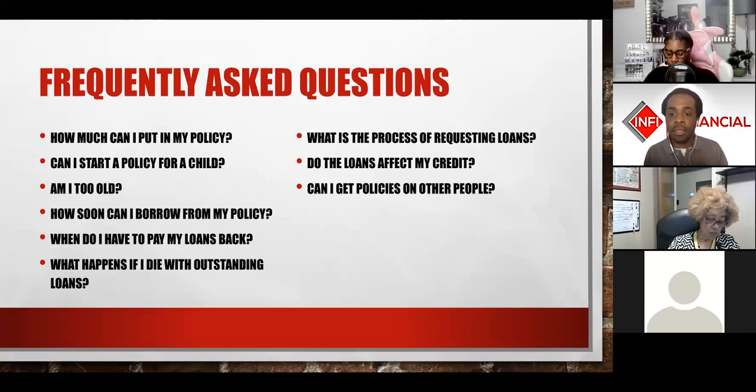Can I get policies on other people? Absolutely. You can get policies on spouses. You can get policies on children and other family members that you might be responsible for. Like, hey, I know that I'm going to have to take care of my mom's affairs or my father's affairs or uncles', however the situation plays out. I have to take care of their affairs. Then you have a financial interest in that person because you're going to have to take care of their affairs if something happens. You can get it on those people as well.